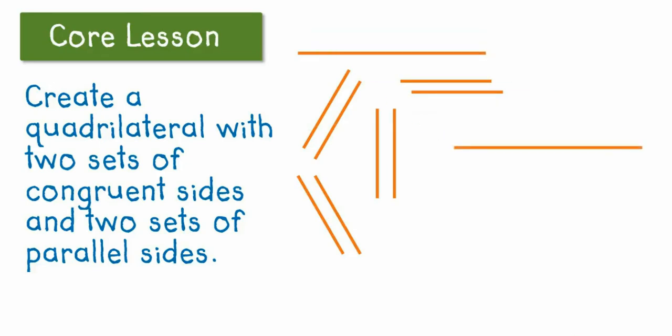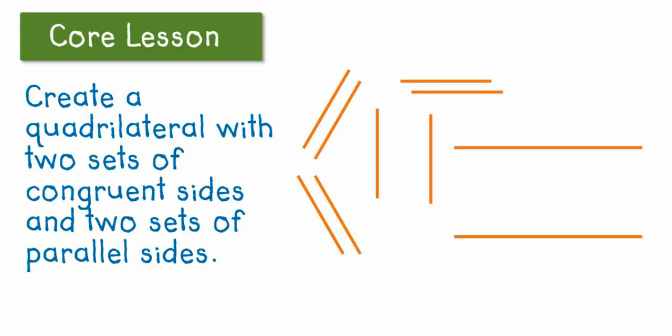So I'm going to slide one of these down, slide another set down, so now we have two congruent and parallel sides. I'm going to do the same thing here and here. So you can now see that we've created a rectangle with this. We also could have created a parallelogram as well, and we could have created a rhombus with these instructions as well.